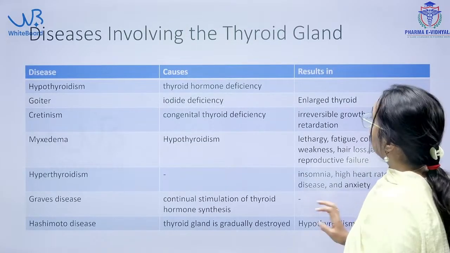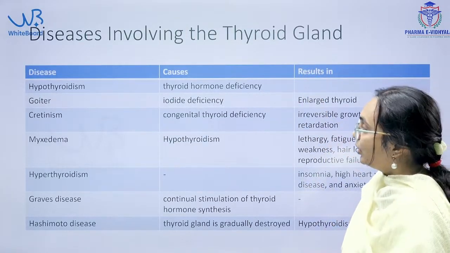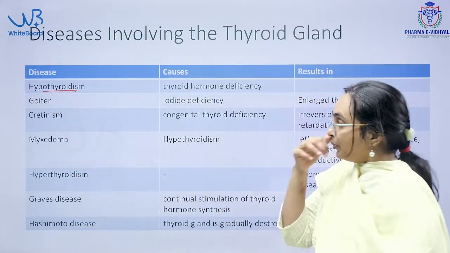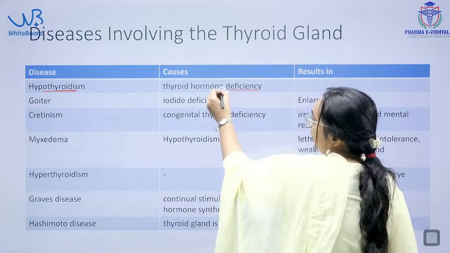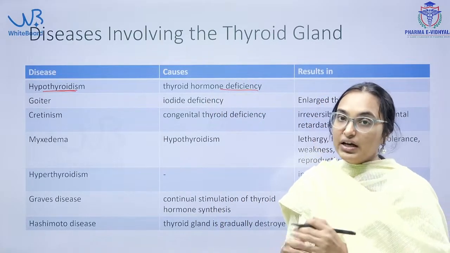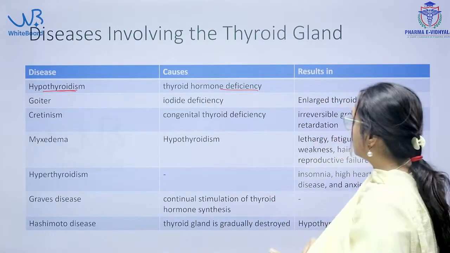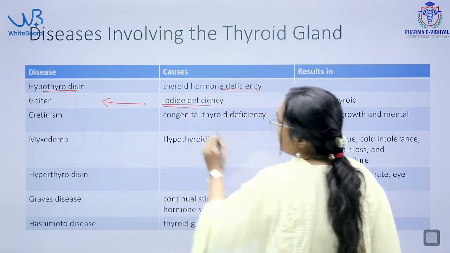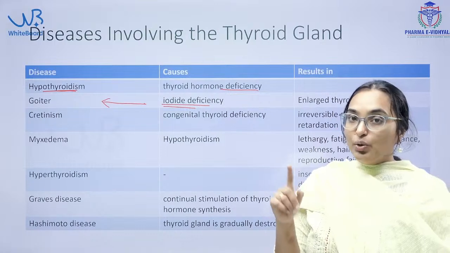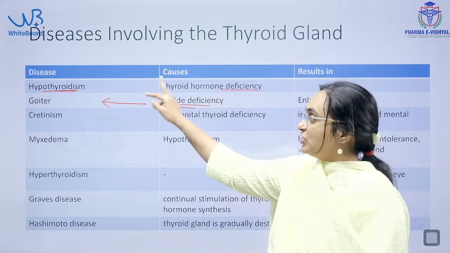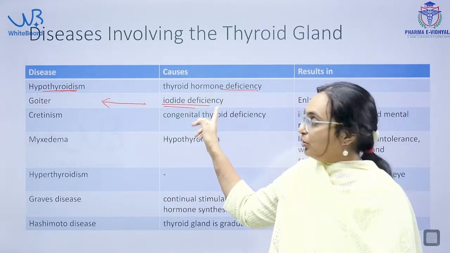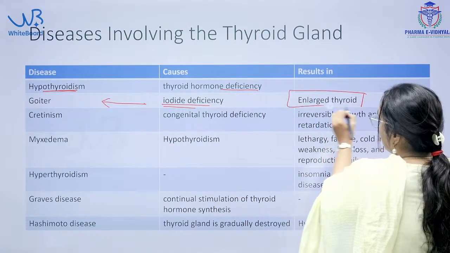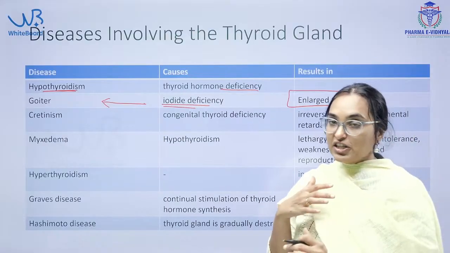Now, let us see different diseases involving this thyroid gland. Hypothyroidism: what is hypothyroidism? Hypothyroidism is due to thyroid hormone deficiency. And goiter: what is goiter? Goiter is a disease arising due to iodide deficiency. Thyroid deficiency is hypothyroidism; iodide deficiency is goiter. This results in an enlarged thyroid gland.